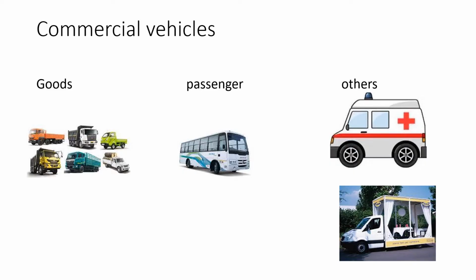Third, commercial vehicles. These are further classified into goods carrying vehicles, which carry goods under a private or public carrier's permit; passenger carrying vehicles, which carry passengers on hire, for example, auto rickshaws, taxis or buses; and others which are miscellaneous and special types of vehicles like ambulances, garbage dumping trucks, publicity vans, mobile dispensaries, etc.